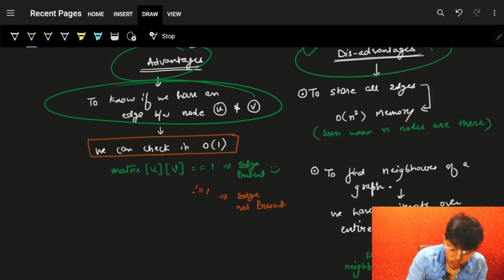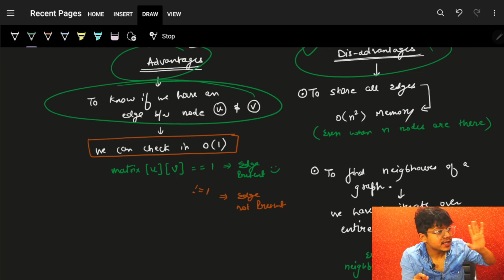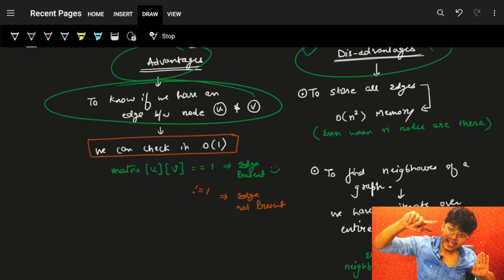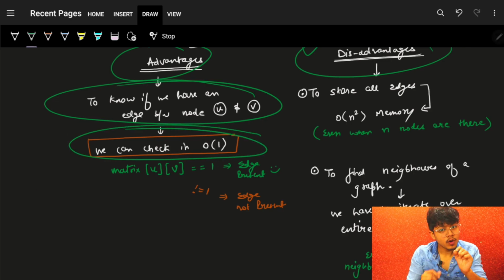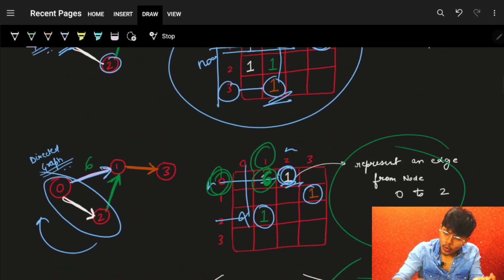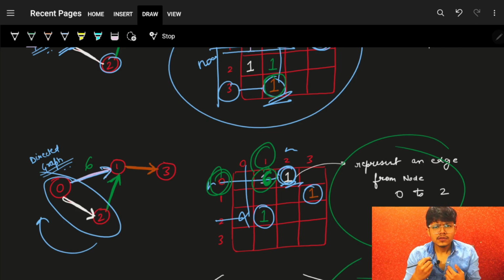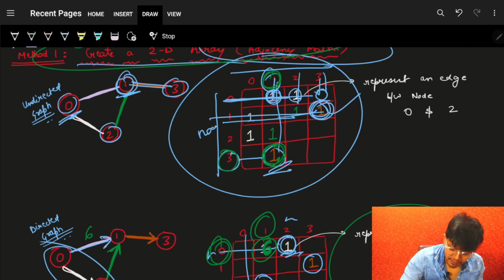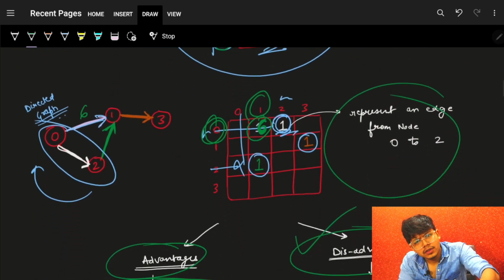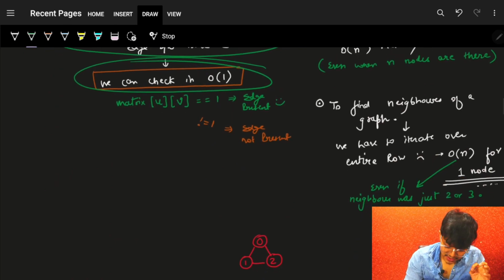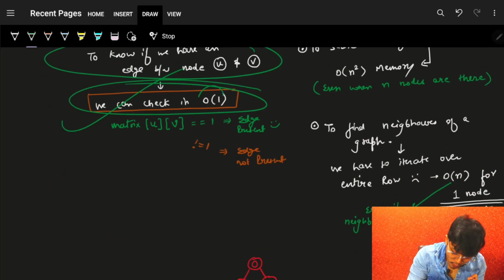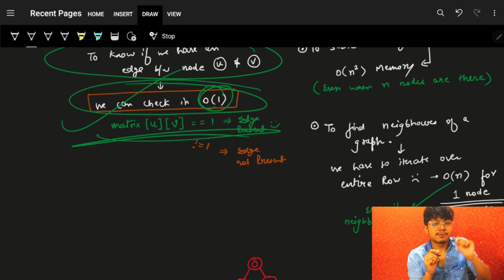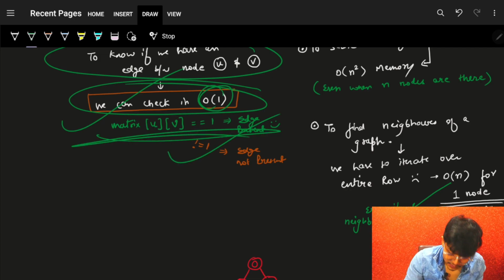If we want to know that there exists an edge between node U and node V, we can just find it in O(1), because we just need to go into this matrix and check what the value is between node U and node V. If we have a 1, or a non-zero value for a weighted graph, then we can just say, okay, we have an edge. So in O(1), I can check if that edge is present between node U and node V. It's a very good thing.